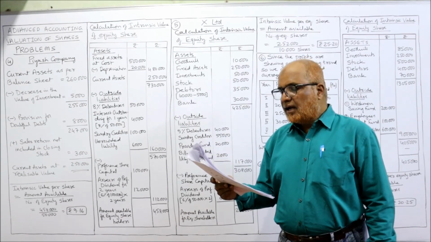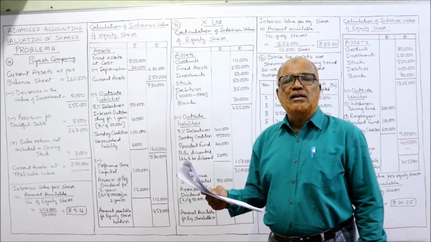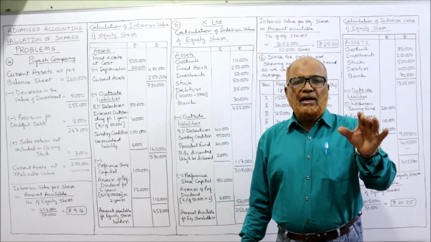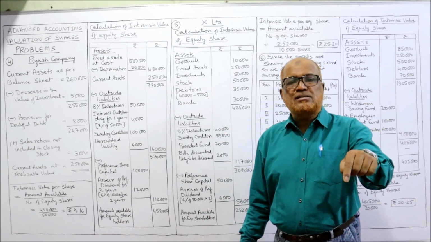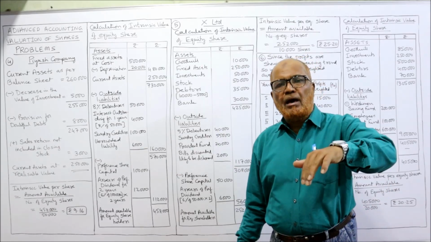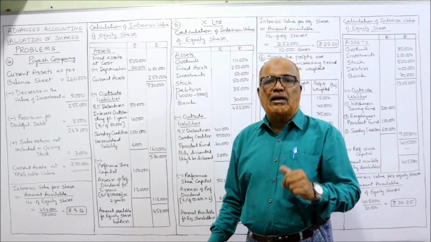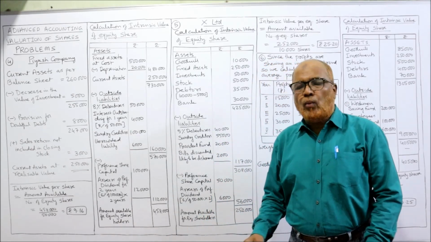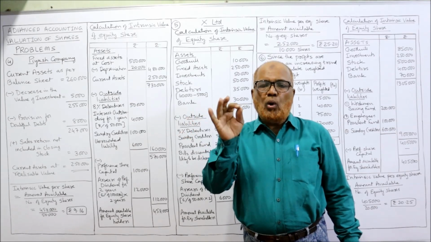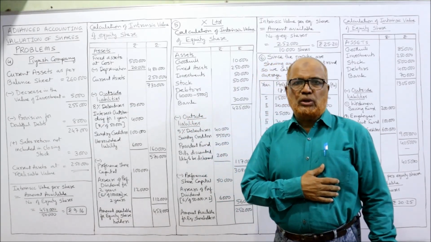Then there are contingent liabilities. Actually, contingent liabilities are those liabilities which depend on some condition. If the condition happens, then liability will arise. Otherwise, liability will not arise. So it may be a liability, it may not be a liability. That is called contingent liability. So normally, while calculating net assets, we should not take contingent liability. Only actual liabilities we should take.